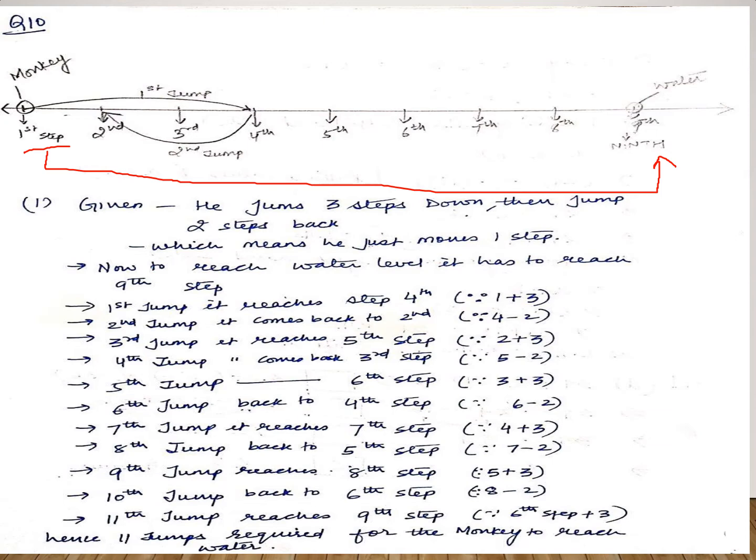In the first jump it goes from here, reaches step 4, because 1 plus 3 is 4. In the second jump, 4 minus 2 is 2. In the third jump, 2 plus 3 is 5. In the fourth jump, 5 minus 2 is 3. In the fifth jump, 3 plus 3 is 6th step.